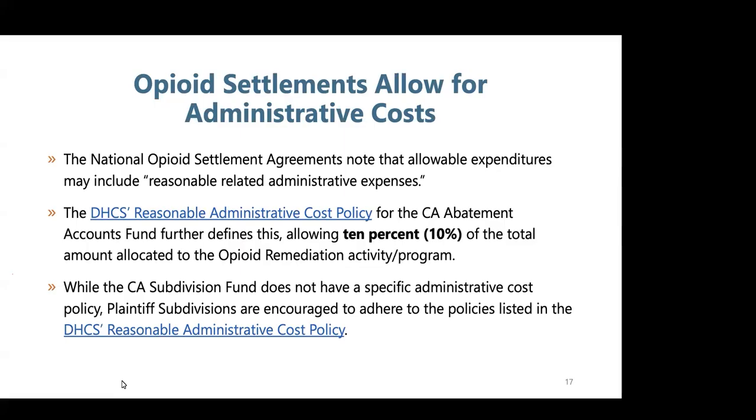I know we get a lot of questions on, is it the total allocation of payments? Is it the total allocation over all the years? But we do define it as the total amount allocated to a specific project. So the 10% applies to the entire allocation for a specific project. You can read a little bit more about that reasonable administrative cost policy in that link. And if you have questions, please feel free to reach out to our OSF inbox.